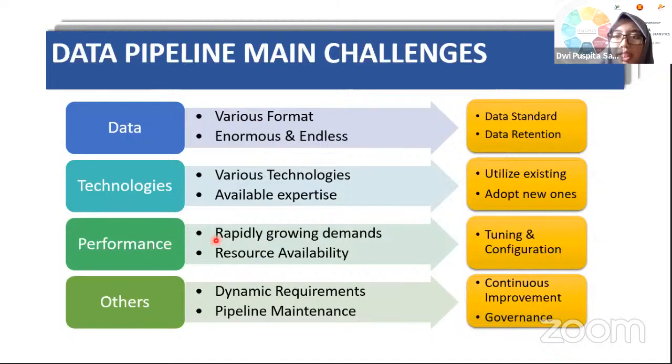And then for performance, I've talked about this quite often. Basically, it is about the rapidly growing demands in this Industry 4.0, where data keeps on coming and technology keeps on evolving. The demands also grow rapidly, but the resource availability sometimes doesn't grow as fast. So one of the solutions is continuous tuning and configuration, like reconfiguring. You need to perform regular tuning and configuration to maintain that performance. Sometimes the technology is actually capable of handling the demand, but because we haven't configured it correctly, it seems like the technology can't support that, when the problem is actually in the configuration, not in the technology itself.